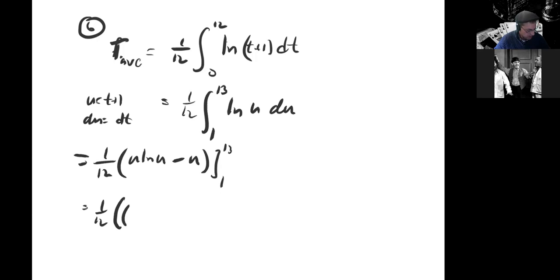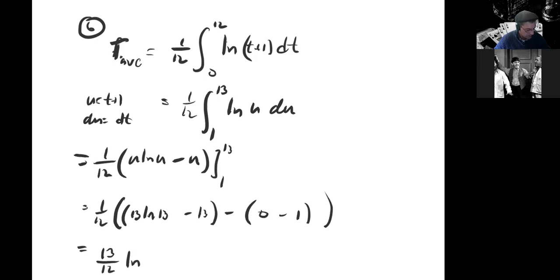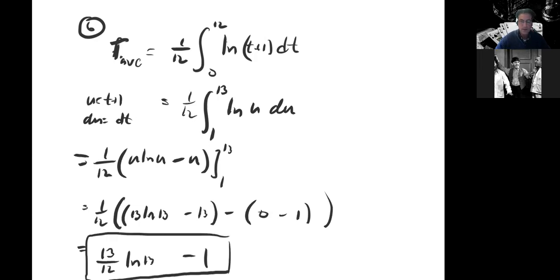So if we evaluate it at 13, you get 13 ln of 13 minus 13 minus 0, ln of 1 is 0, minus 1. And so this becomes, if you do some arithmetic, 13/12 ln of 13 minus 1. So that's the answer to that question.